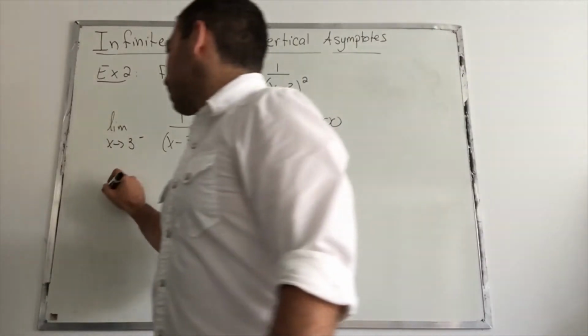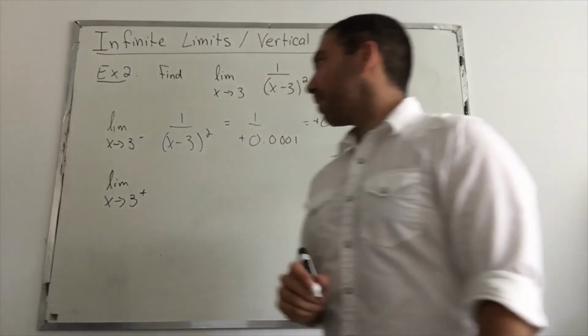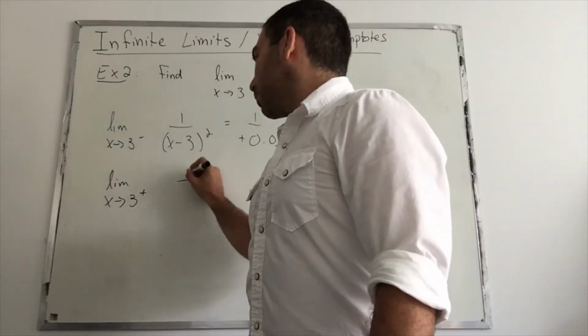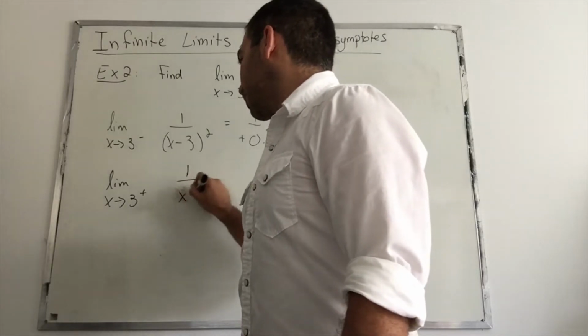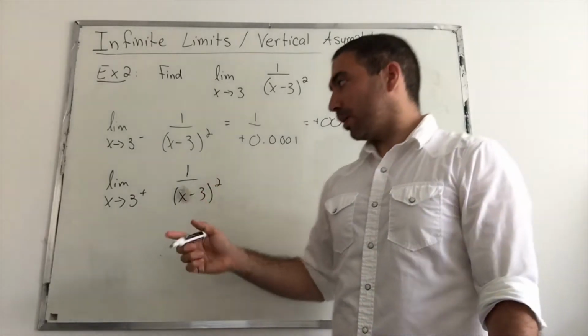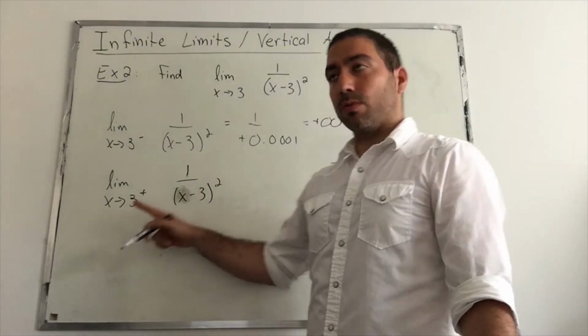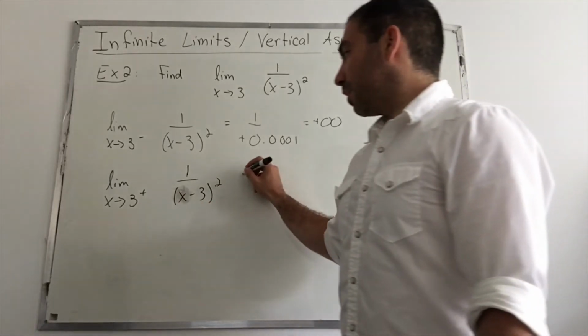Let's check the right-sided limit. So the limit as x approaches 3 from the positive side. Now what we're doing is plugging into 1 over (x minus 3), all this squared, a number that's slightly bigger than 3. So think of it as 3.01. So 3.01 minus 3 is 0.01.